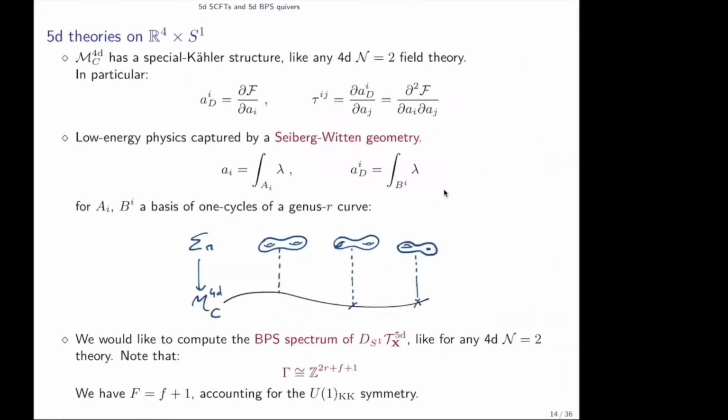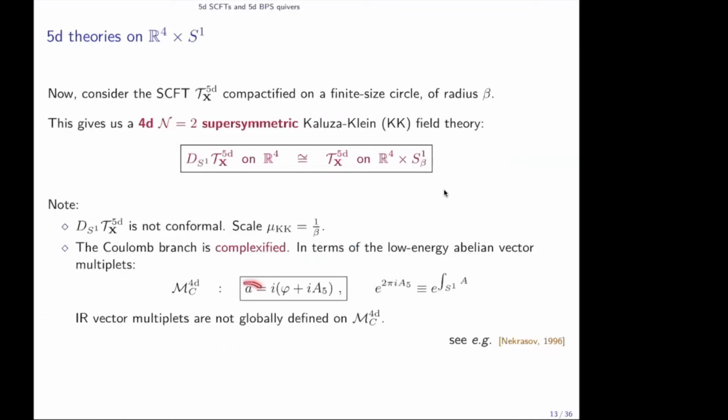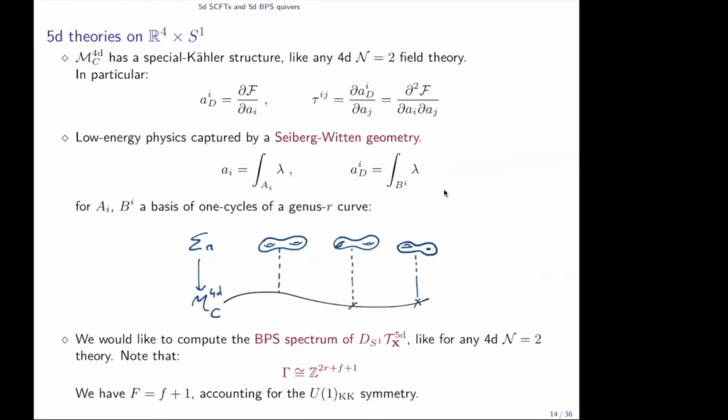Then this 4D N=2 theory, this KK theory, has a special Kähler structure like any 4D N=2 theory. So that means it has a Seiberg-Witten geometry really. The electromagnetic periods, so the low energy scalar A and its magnetic dual, A dual, are captured geometrically by some period of a so-called Seiberg-Witten differential on an auxiliary geometric object, which in many cases you can take to be a genus G curve, which is fibered over the Coulomb branch.